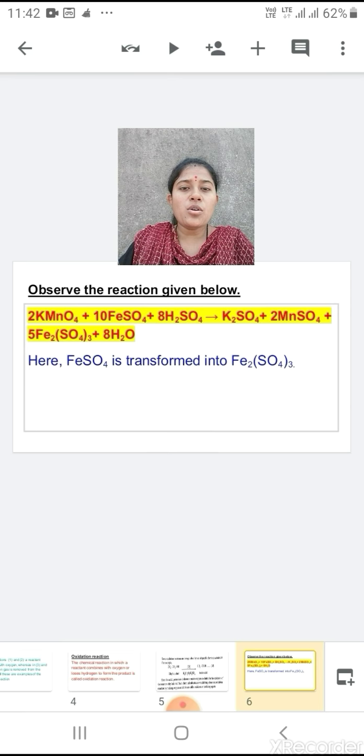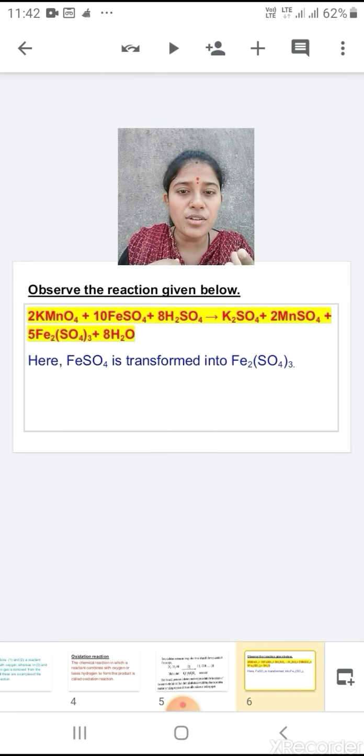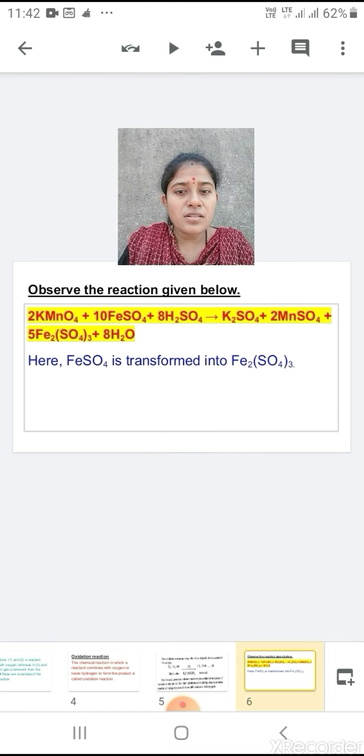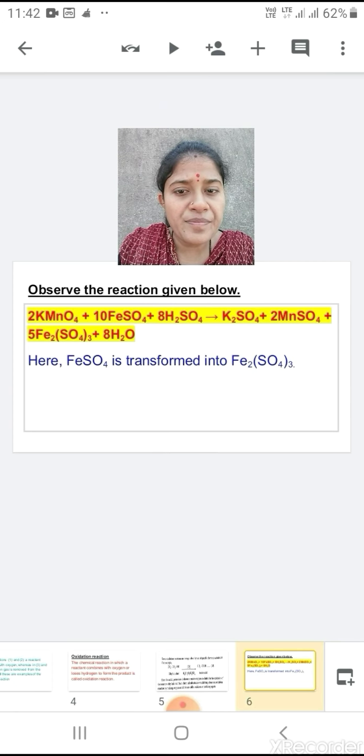Now, observe the reaction given below. Now, this is important because here it can be a little bit confusing. So I want you to concentrate for understanding this thing. Observe the reaction given below. Okay. Can you see KMnO4, that is potassium permanganate, plus 10 FeSO4, ferrous sulfate, and sulfuric acid giving potassium sulfate, manganese sulfate and ferric sulfate and water.